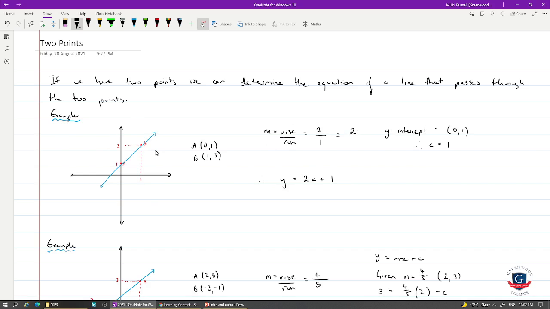Now on this graph that we've been given, we can see that the y-intercept is 1, so we can just plonk 1 on the end. This equation, y equals 2x plus 1, represents every point on this blue line.